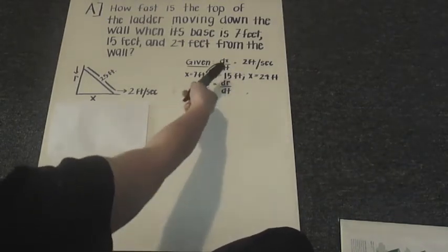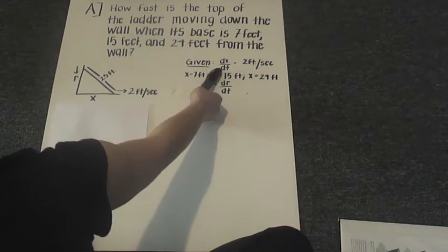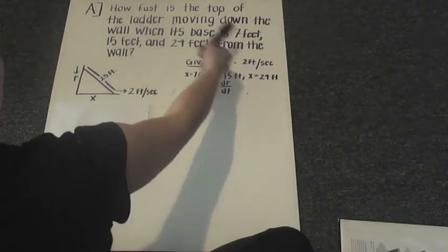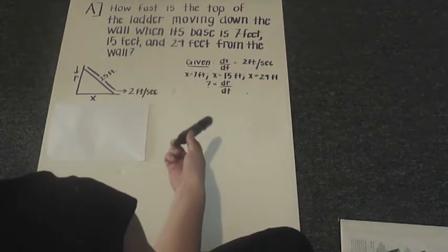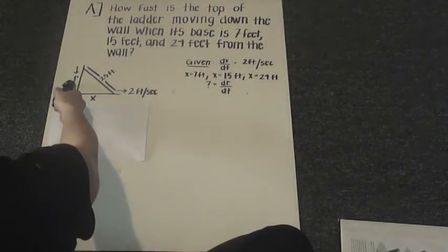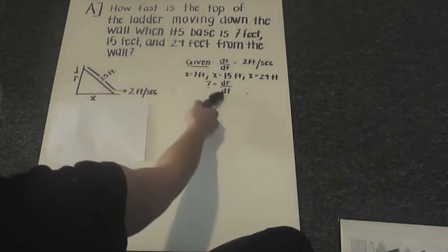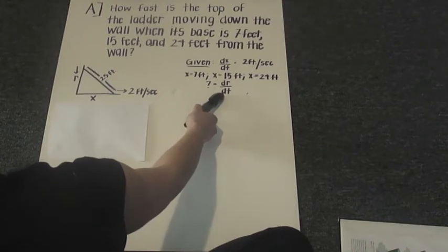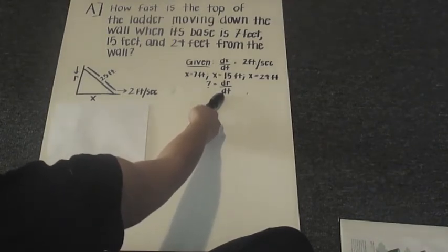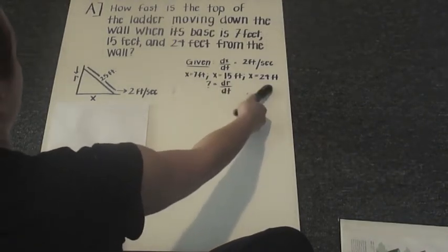So we obviously have dx dt, the rate at which the ladder is getting pulled, is 2 feet per second. And we're trying to find how fast the top of the ladder is moving down the wall, which is r, which then turns into dr dt when we're trying to find it as a rate. And our 3 different values for x are going to be 7 feet, 15 feet, and 24 feet.